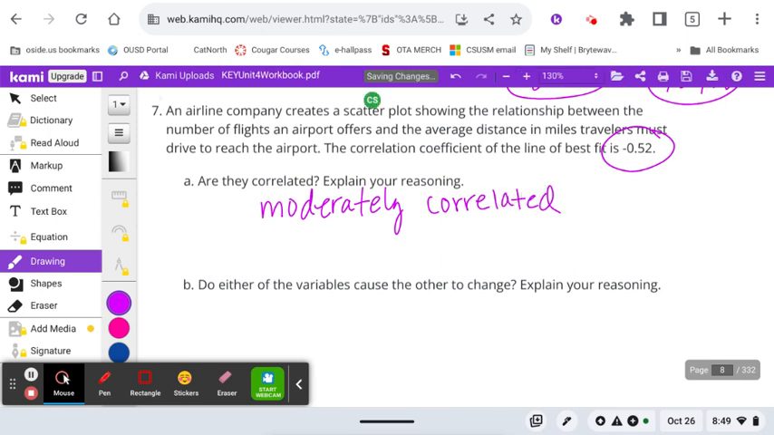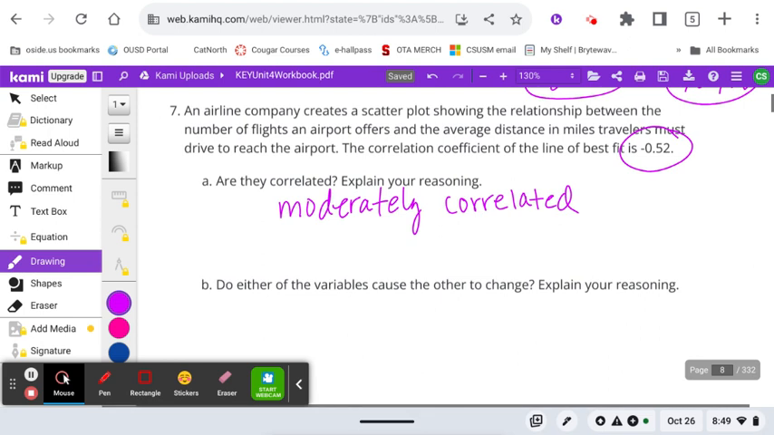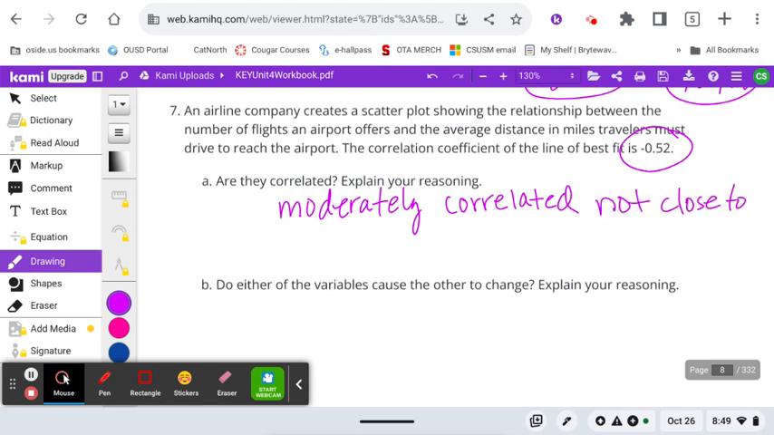And that's because the correlation coefficient is not close to -1. When an airport's offered number of flights increase, the average distance in miles travelers must drive to reach the airport decreases. And then part B, do either of the variables cause the other to change?